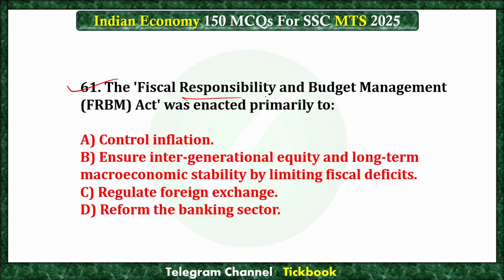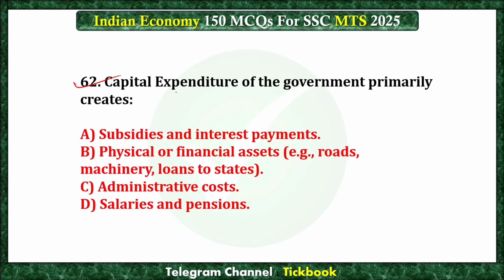61. The Fiscal Responsibility and Budget Management FRBM Act was enacted primarily to option number B, ensure intergenerational equity and long-term macroeconomic stability by limiting fiscal deficits. 62. Capital expenditure of the government primarily creates option number B, physical or financial assets, example roads, machinery, loans to states.